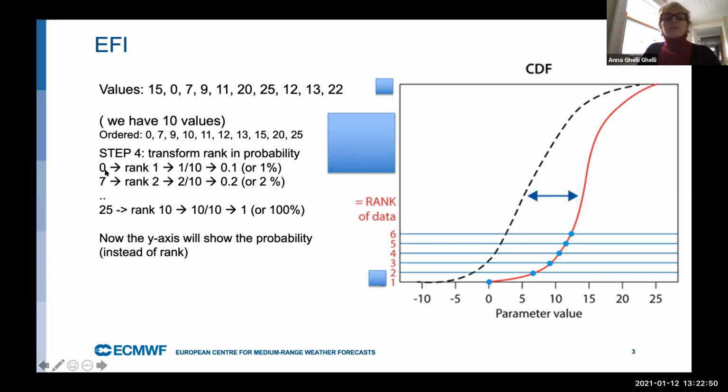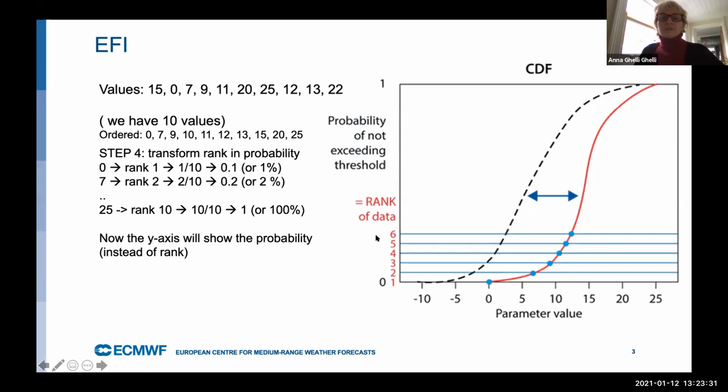Okay, so our first value was 0. 0 was given rank 1. 1 is 1 of 10, so 0.1, so 1%. The 7 is rank 2, so it's 2 out of 10. And this is 2%, and so forth, until we get to our value 25, which is rank 10. So it's 10 out of 10, and this is 100%. So if I now do this, we actually have probabilities on this y-axis as opposed to rank.